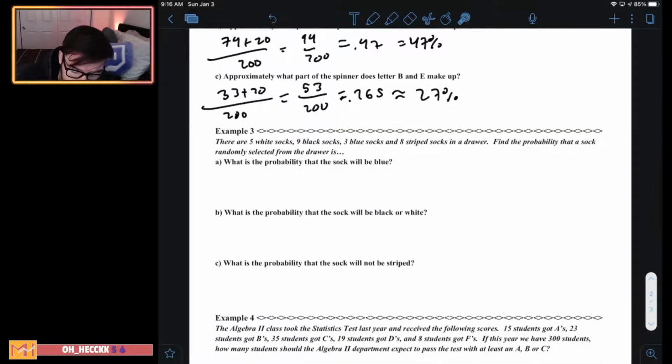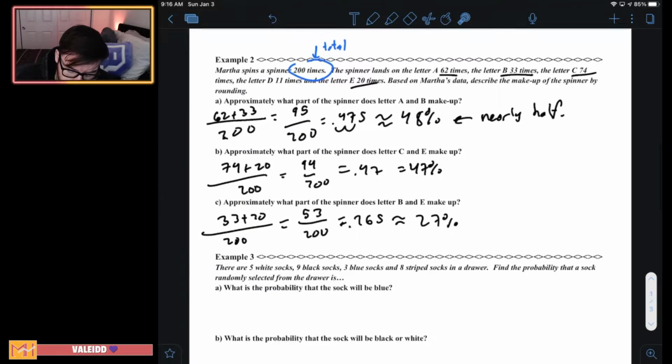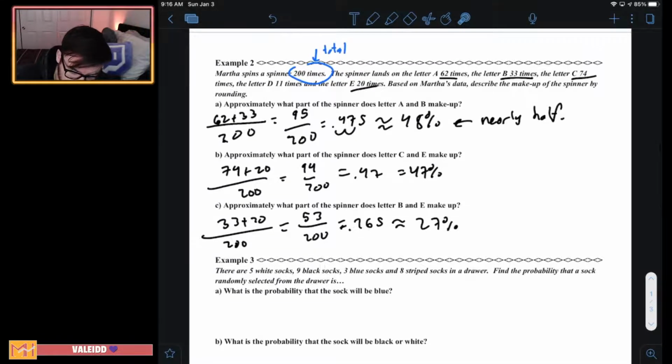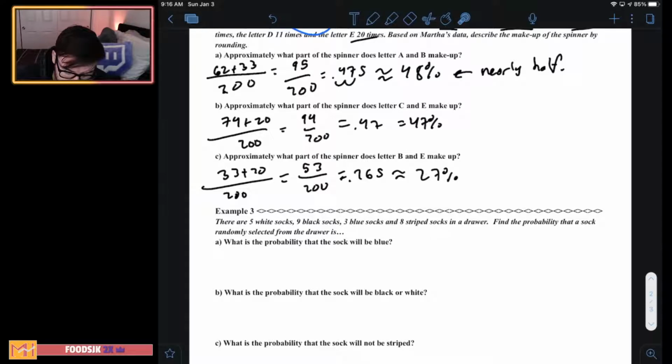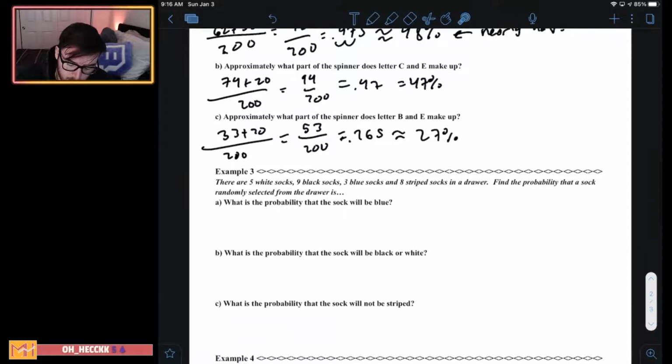There are 5 white socks, 9 black socks, 3 blue socks, and 8 striped socks in a drawer. Find the probability that a sock randomly selected from the drawer is... What is the probability that the sock will be blue?